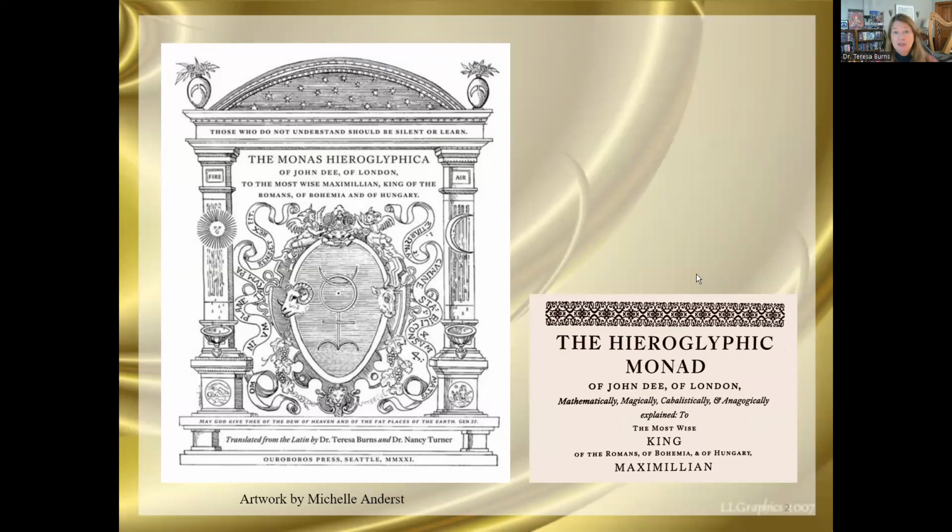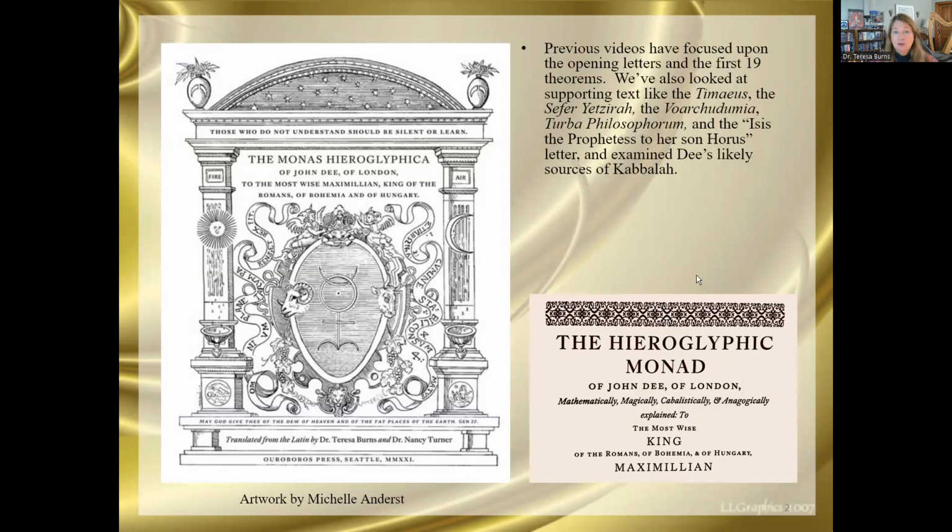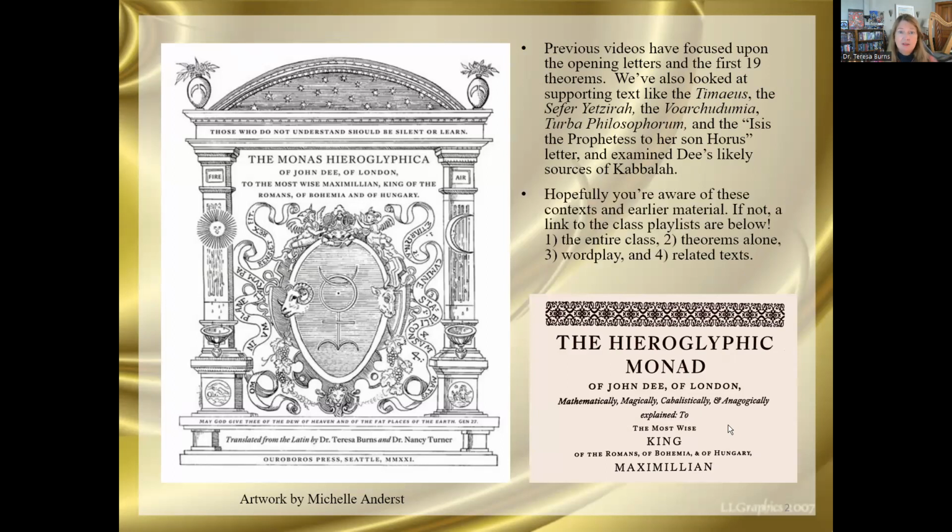Those of you just joining us, I'm assuming that you know who John Dee is. I'm assuming that you know what the Monas Hieroglyphica is, but this is a rather advanced video. I'm also assuming that you have read and understand the letter to Maximilian and the first 19 theorems, and you are picking up the references to supporting texts like Plato's Timaeus or the Sefer Yetzirah, because Dee is treating this glyph, his monad symbol of everything, also as a mnemonic device for some key points in those texts.